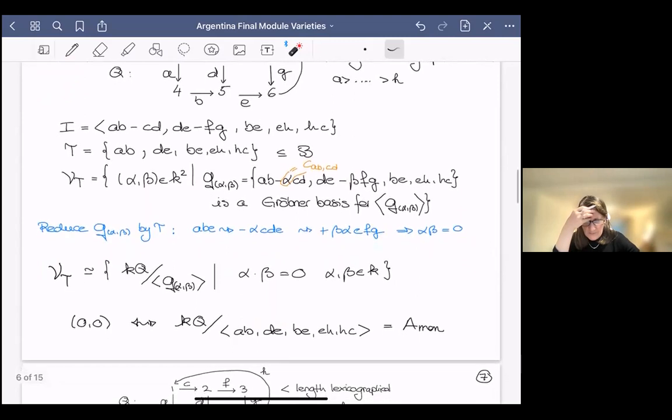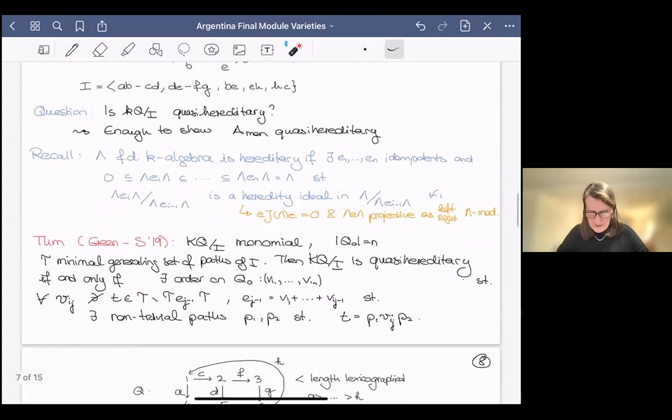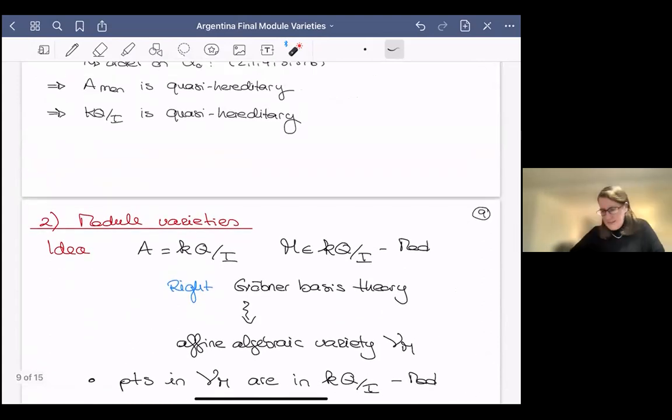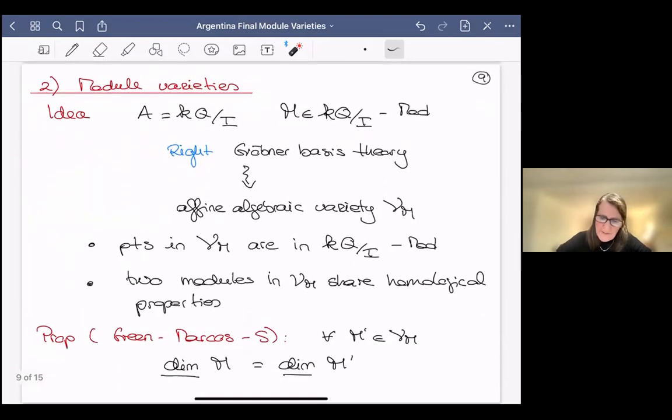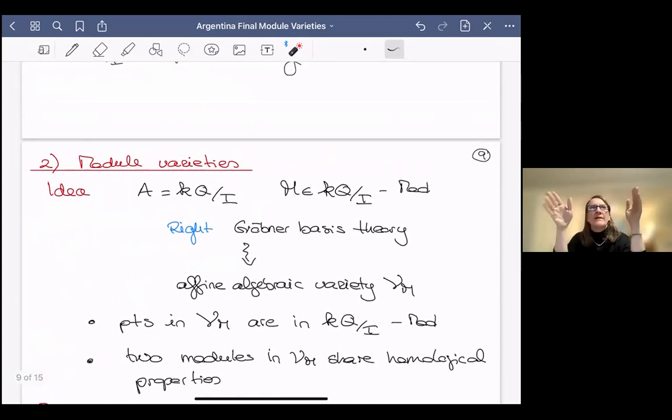I had an example on the quasi-hereditariness here, but I might come back to it later if there's time. But instead, let me move on to the varieties of modules. Okay, so we now saw how to construct these algebra varieties, and all these algebras in the same variety have these good properties, and they're all induced by the associated monomial. And now we want to use a similar idea to construct module varieties.